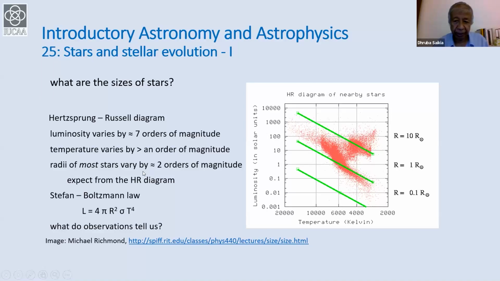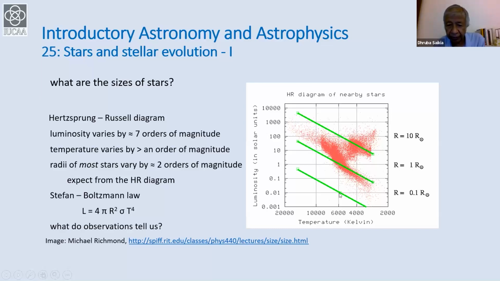And radii of most stars vary by about 2 orders of magnitude. But this again is for most stars, and I'm pressing on the most over here because this is the range I'm considering in the main sequence. But you'll notice that when we talked about giants, they will be much bigger than this 10 solar radii, which is drawn on this figure. And these lines essentially come from the Stefan-Boltzmann law, that the luminosity would vary as the square of the radius.